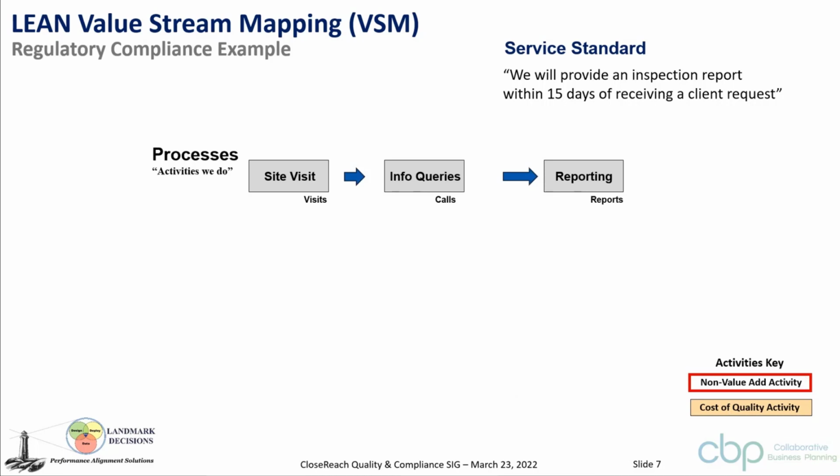So when we look at activities, we can actually start classifying activities, value and non-value added, and we can also say, hey, is that a non-value added, is that a cost of quality activity? And in this case, the info queries that we have here would definitely be a non-value add activity, i.e. if you did it right the first time when you did the site visit, you wouldn't have to handle the query. And this can be considered a cost of quality, because there's a bit of a rework that takes place in this.